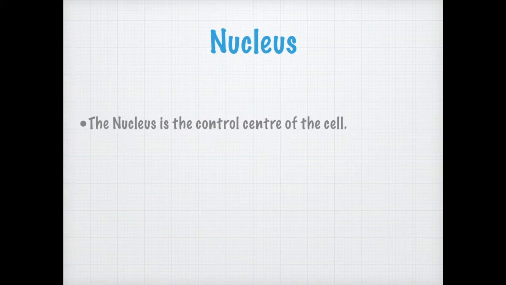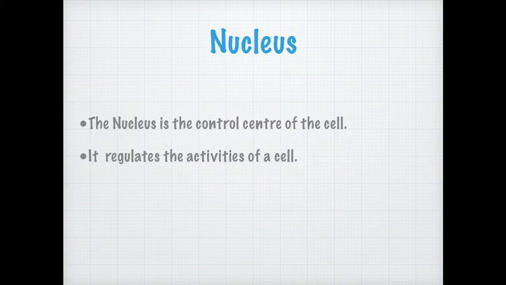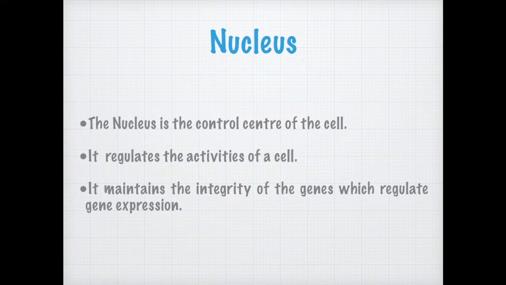So what is the function of the nucleus? Well, the nucleus is the control center of a cell, just like your brain is the control center of the whole body, like the CPU is the control center of a computer. The nucleus basically controls the cell. The nucleus regulates the activities of the cell. It regulates what the cell does, what it should do, and so on. And it maintains the integrity of the genes which regulate gene expression.